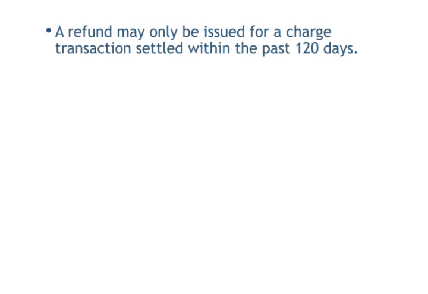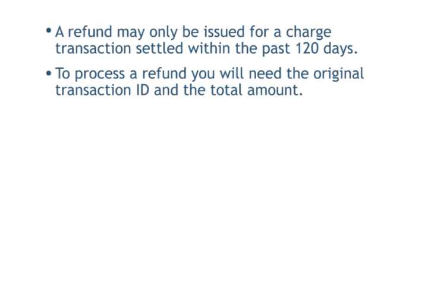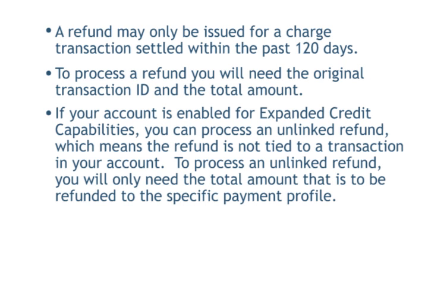Entering a customer refund is very similar to the charge process, but there are a few things to keep in mind. A refund may only be issued for a charged transaction settled within the past 120 days. To process a refund, you will need the original transaction ID and the total amount. If your account is enabled for expanded credit capabilities, you can process an unlinked refund, which means the refund is not tied to a transaction in your account.